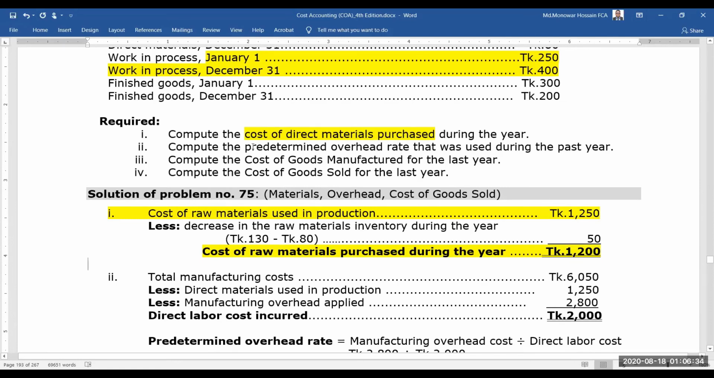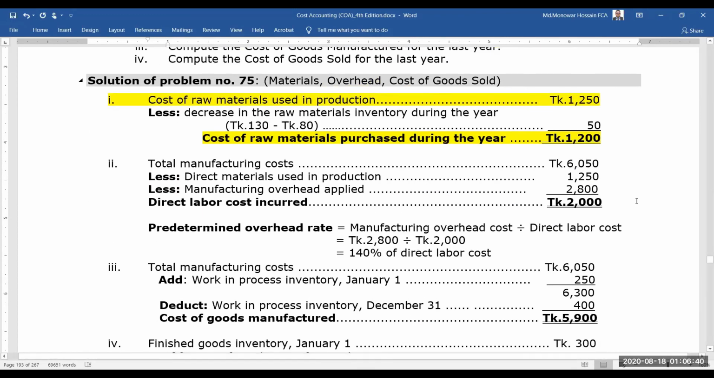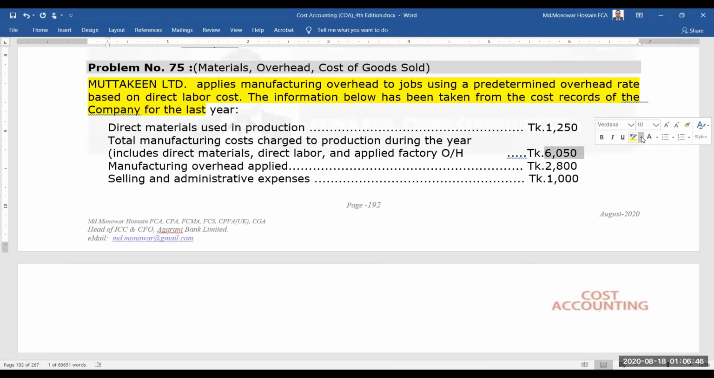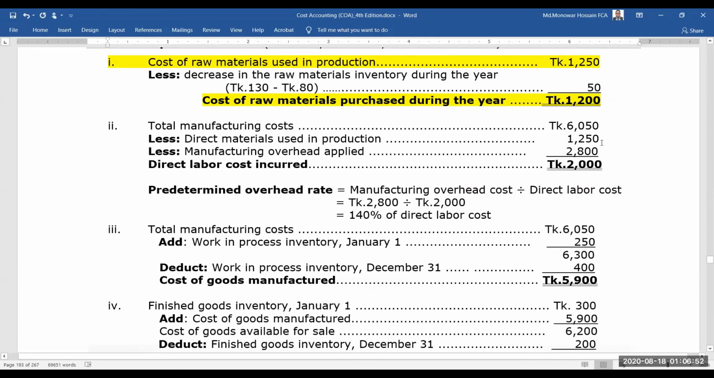Now 2, the predetermined overhead rate used during the past year. So manufacturing cost 6,050 as given in the question. Less direct material used in production 1,250, and manufacturing overhead applied 2,800. So direct labor cost incurred 2,000. Okay. Then the predetermined overhead rate: manufacturing overhead cost 2,800 divided by direct labor cost 2,000. So 140% of direct labor cost is the predetermined overhead rate.